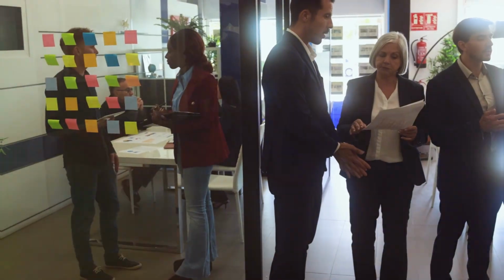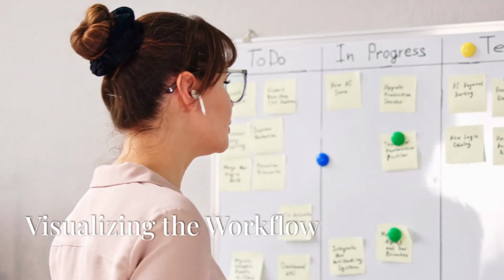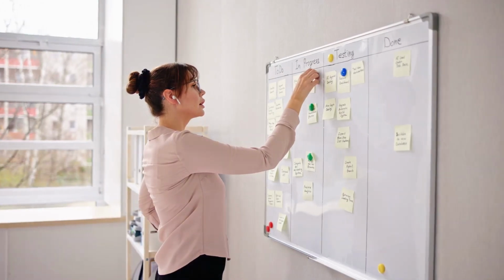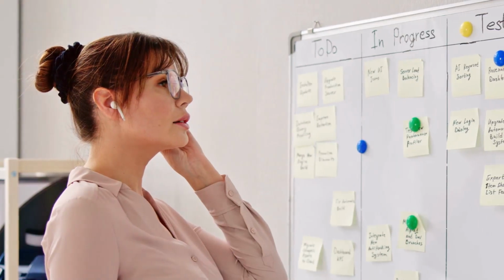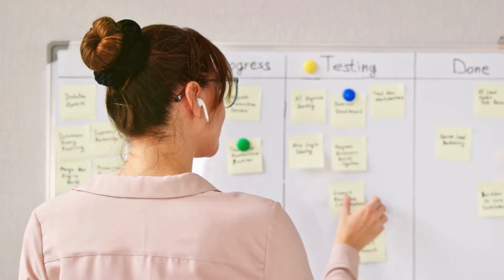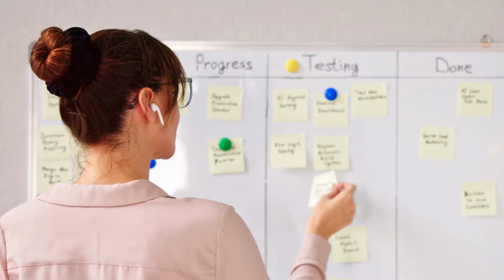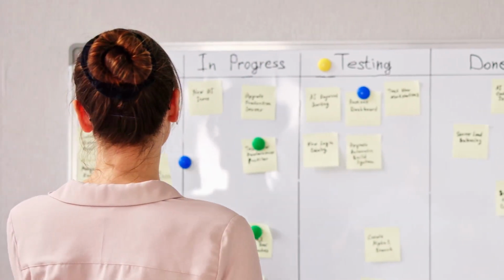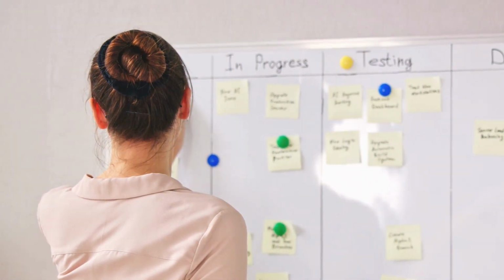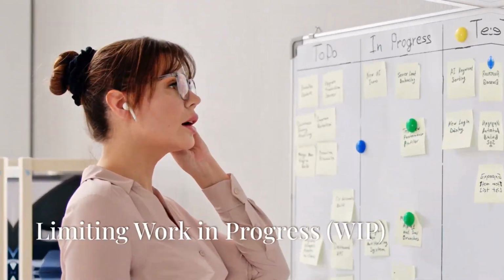The key principles of Kanban include visualizing the workflow. The Kanban board helps make the workflow visible to all team members and stakeholders. By visualizing each work item and its progress through various stages, teams can quickly identify where tasks are stuck or where bottlenecks might occur.